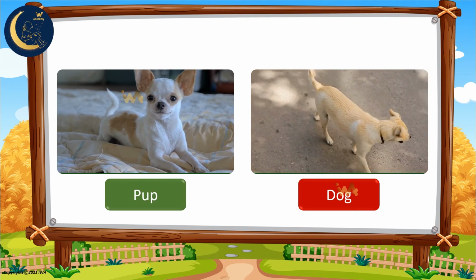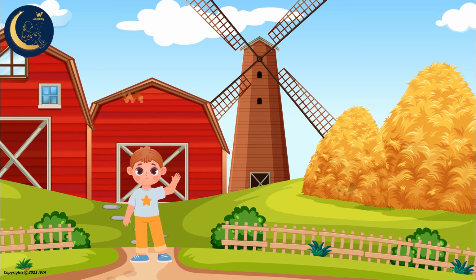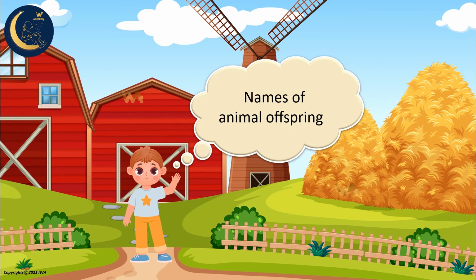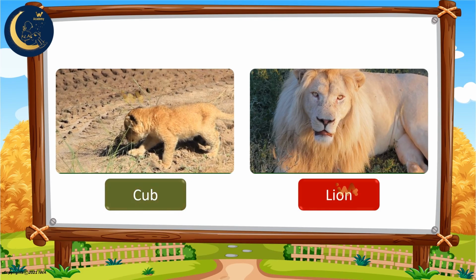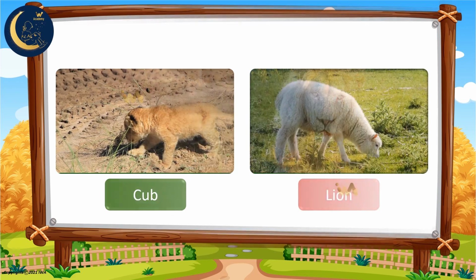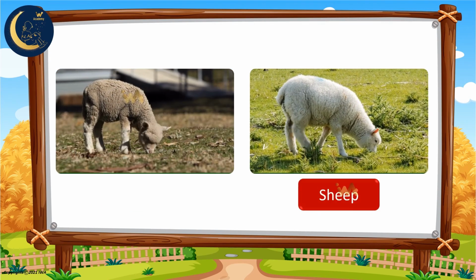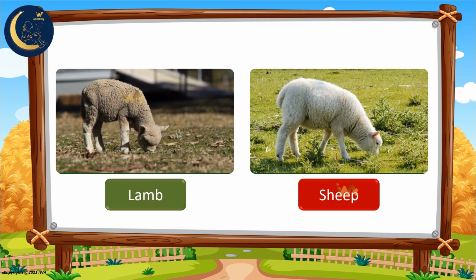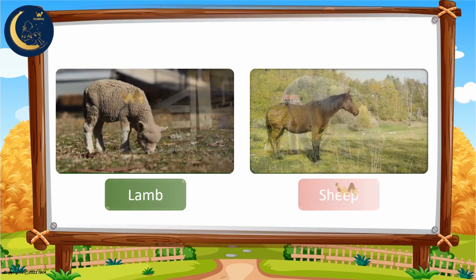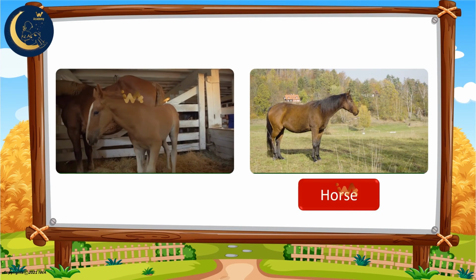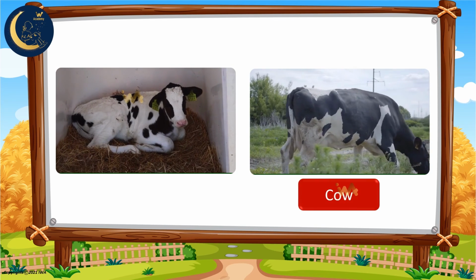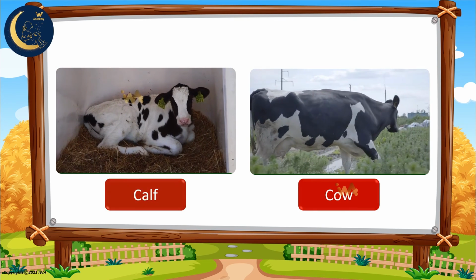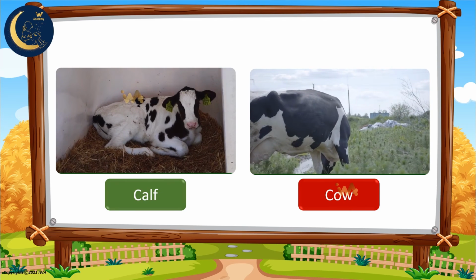Great job! There are many more names for the offspring of animals. Let us learn about some of them together. The lion's offspring is called a cub. And the offspring of a sheep is called a lamb. And a horse's offspring is called a foal. And finally, the cow's offspring is called a calf. Great job!